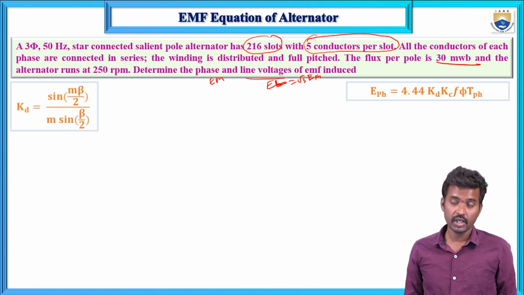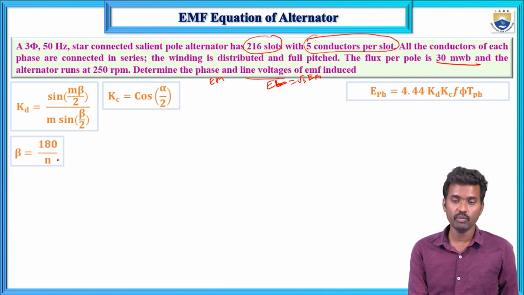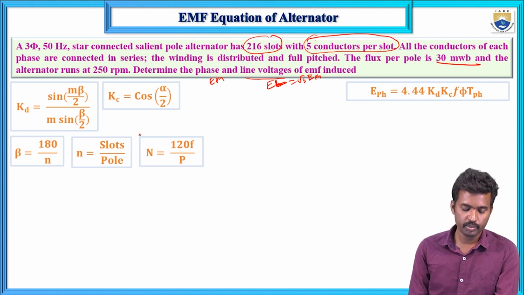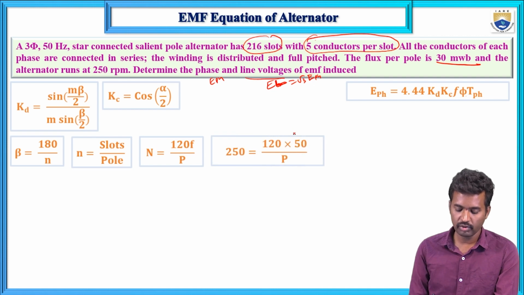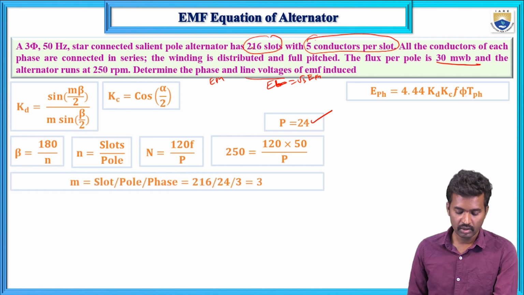Now here, same as the last problem, kd equals sine of m beta by 2, divided by m into sine beta by 2, and kc equals cos alpha by 2. Now here beta equals 180 by n, and n equals number of slots per pole. The number of poles can be calculated from 120 f by p. Here the speed is 250 and the frequency is 50. From this you can calculate the total number of poles, that is 24, and the total number of slots is 216, already given.